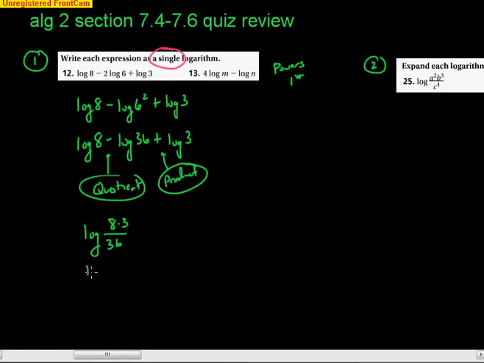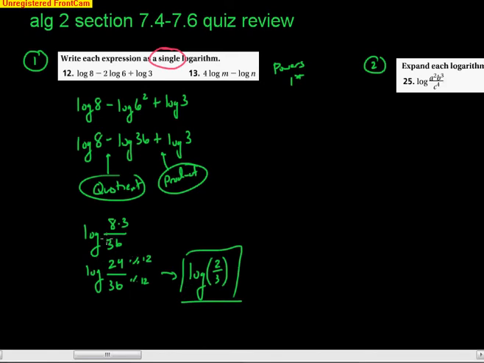So this simplifies to log of 24 over 36. That's just by multiplying the 8 and the 3. And then I like to simplify this further. We can divide each of these by 12. So the final answer here would be log of 2/3. And you could put that in parentheses or not. It does not matter to me. Same thing up here. You could put this in parentheses or you don't need it. Parentheses might look neater, nicer. Okay, so that's the first one.